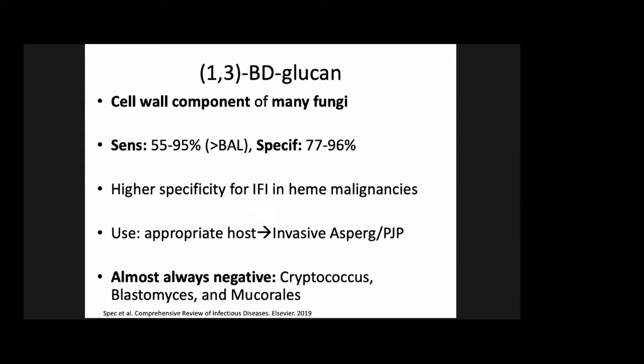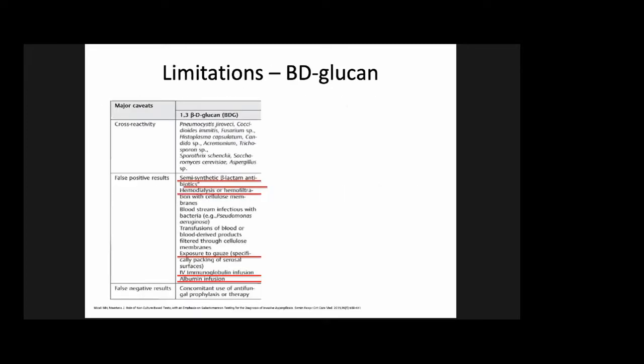Something that you should know is that in 99% of the cases, if you have an infection with Cryptococcus, Blastomycosis, or Mucorales, the beta-glucan will be negative. So in general, there's no cross-reaction with these fungi. So what are the limitations of this test?